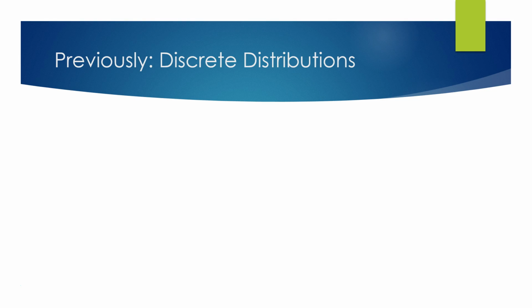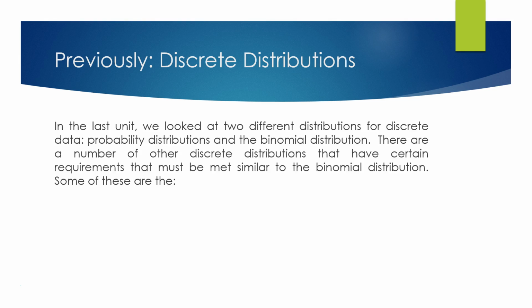Just as a reminder, discrete distributions. Last time we looked at 2 different types of distributions for discrete data. A probability distribution, which isn't necessarily a statistical distribution, it's just a way to describe data, as well as the binomial distribution. There are actually a lot of different probability distributions for discrete data.